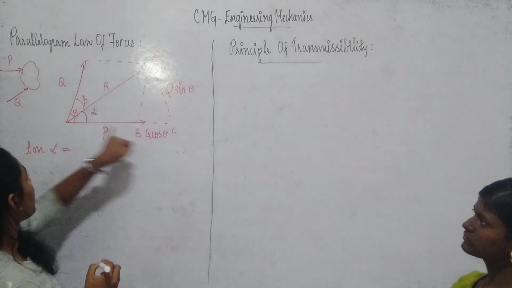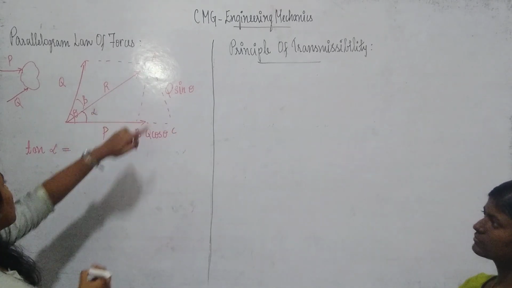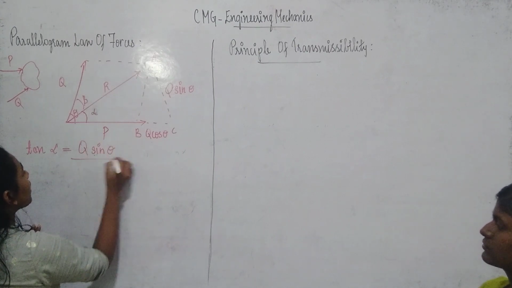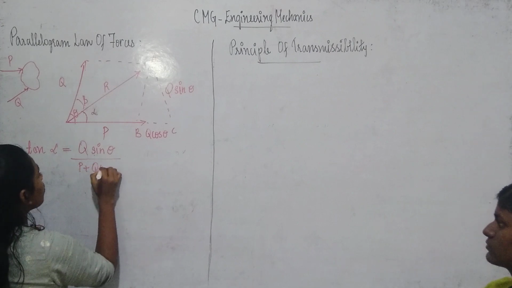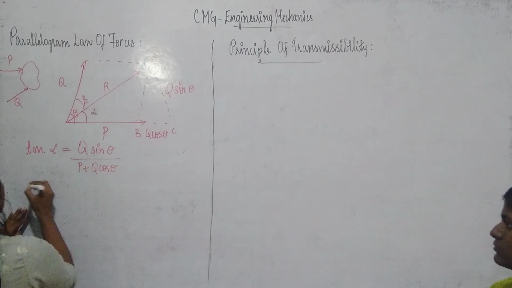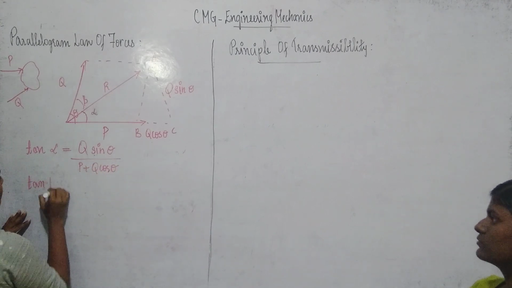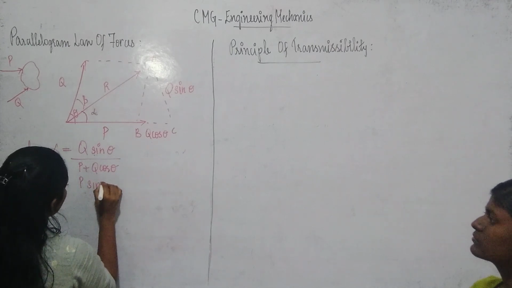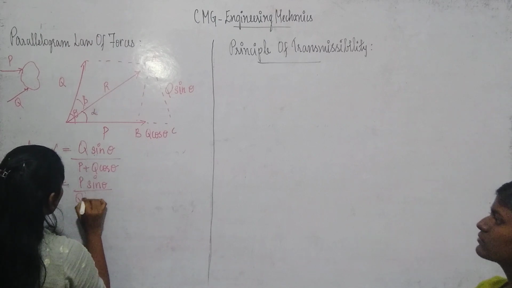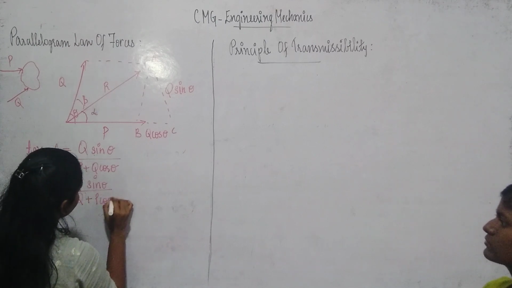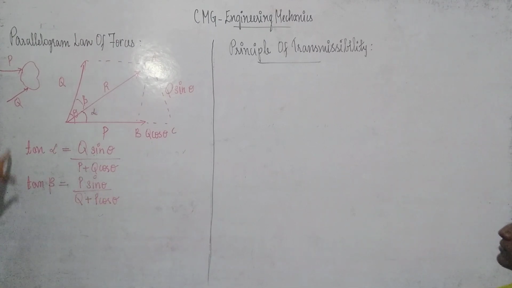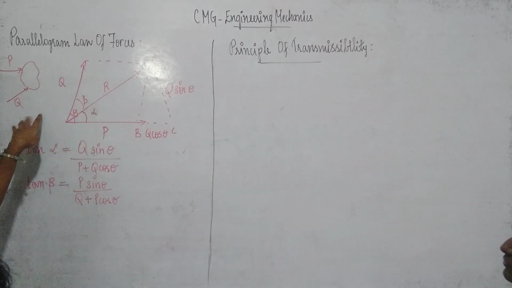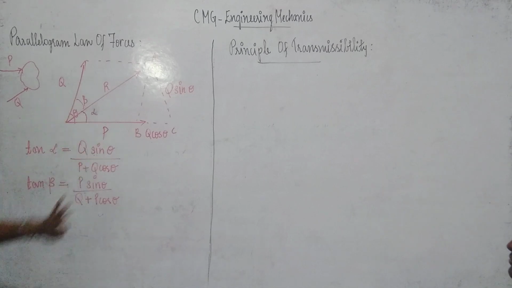So for formulas, on considering this one, we can see tan alpha is equal to Q sin theta by P plus Q cos theta. Tan beta is equal to P sin theta by Q plus P cos theta. So this is the formula we can derive from the parallelogram law of forces to obtain both the P and Q forces and also the resultant.